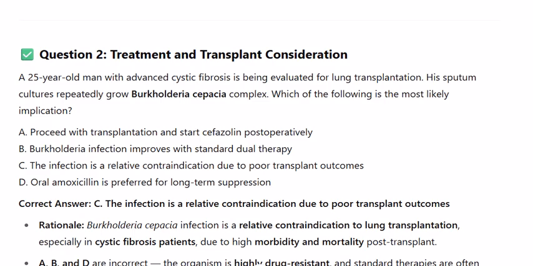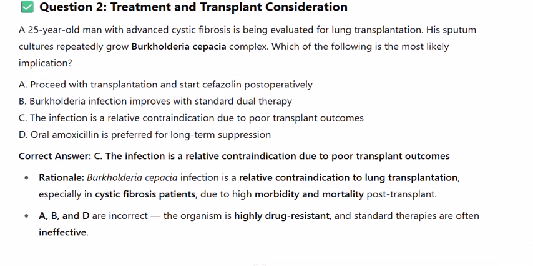Question 2. Treatment and transplant consideration. A 25-year-old man with advanced cystic fibrosis is being evaluated for lung transplantation. His sputum cultures repeatedly grow Burkholderia cepacia complex. Which of the following is the most likely implication?